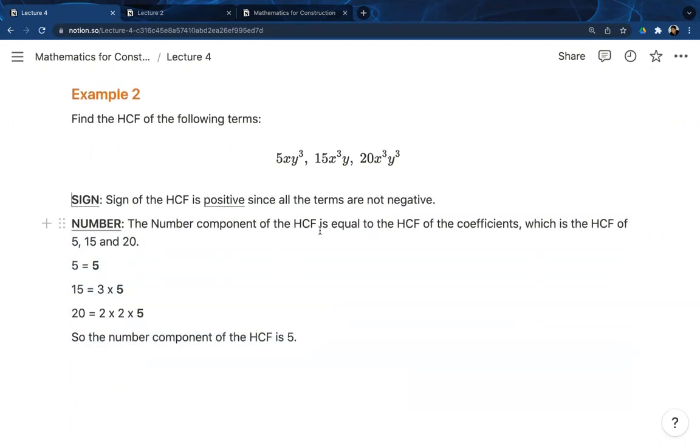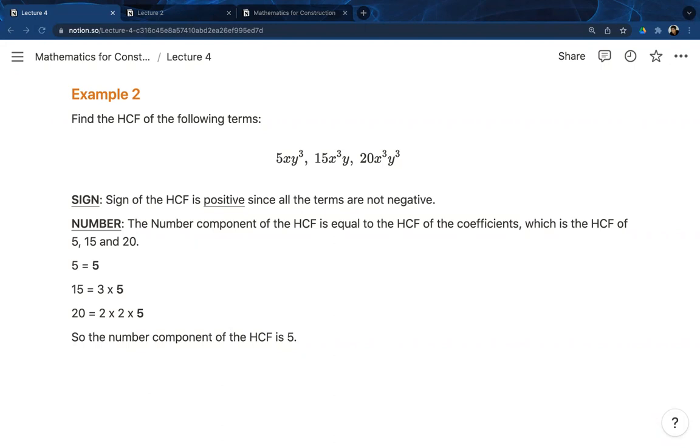The number component of the HCF is the HCF of all the coefficients, 5, 15, 20. If you do the prime factorization of 5, 15, and 20, the only thing they have in common is 5. And that should be easy because 5 is a prime number. So the only HCF you could get is either 5 or 1, right? So that takes care of the number part.